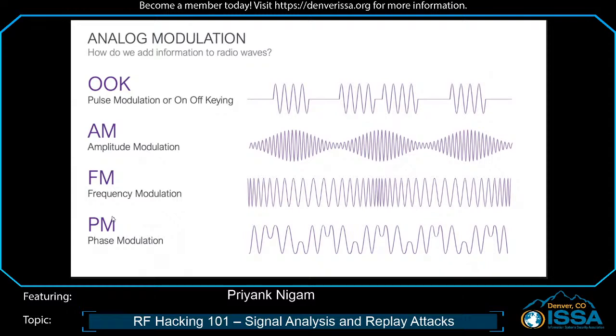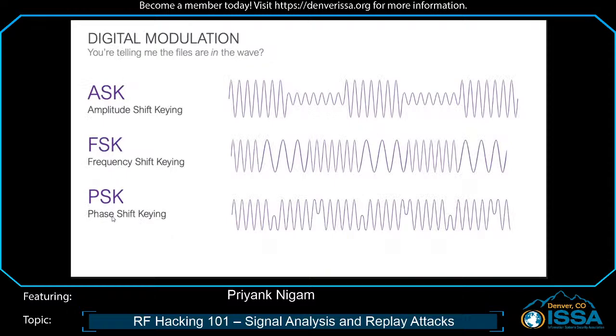This is related to FM, but the relationship is not linear. You're not directly varying the frequency, but the phase of the wave. It's just an indirect way of producing an FM. If you look at it, it's very difficult to distinguish between PM and FM. But yeah, let's talk about digital modulation.